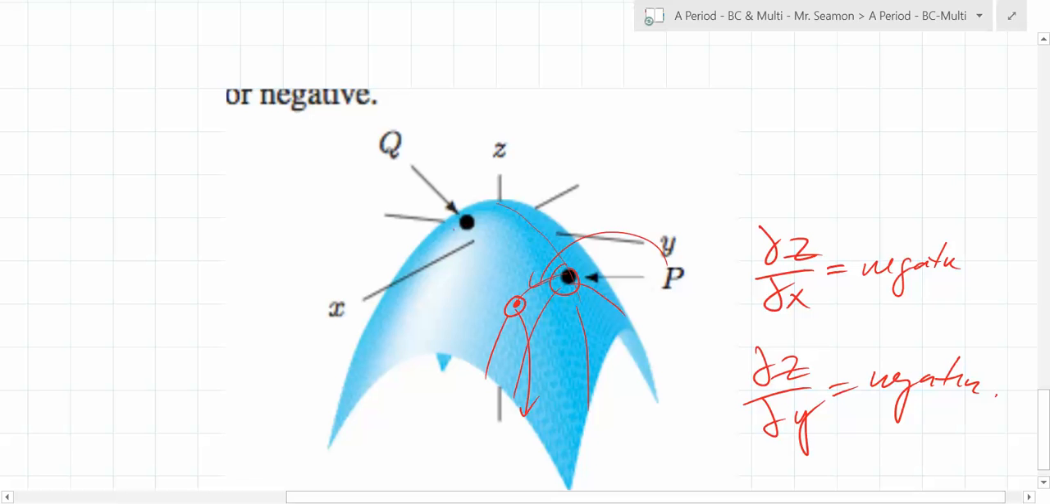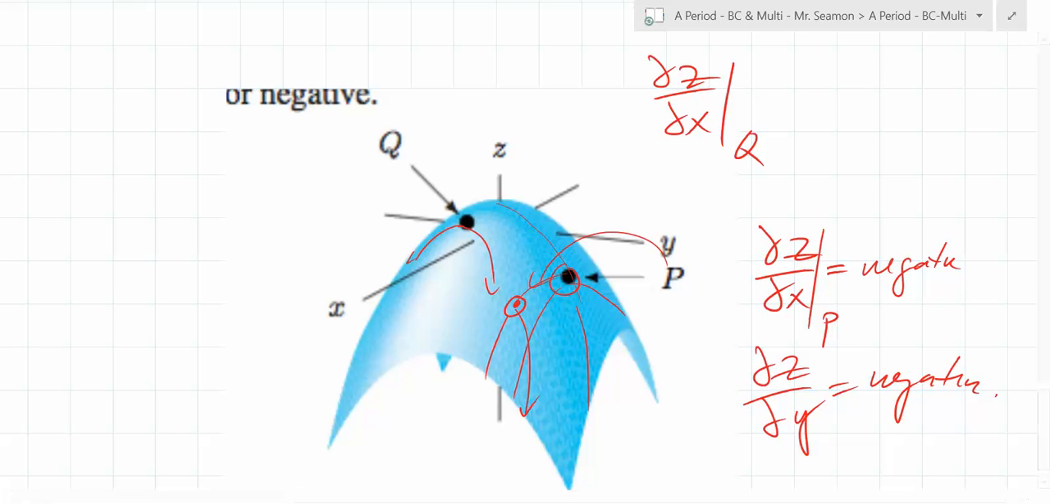So over here, what about over here? It does look like this is to the left of the xz plane. So for Q, partial z with respect to x at point Q, let me draw that correctly. Does it look like it's positive or negative? Partial z with respect to x. So you're holding y constant, right? What's it going to be? What do we think?